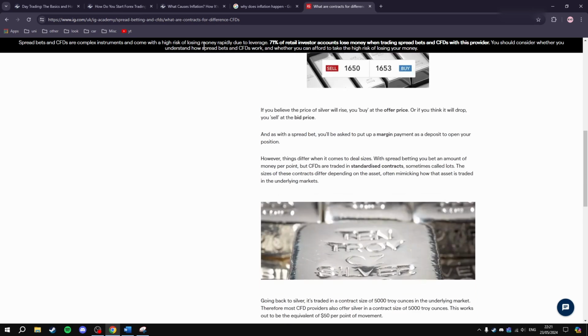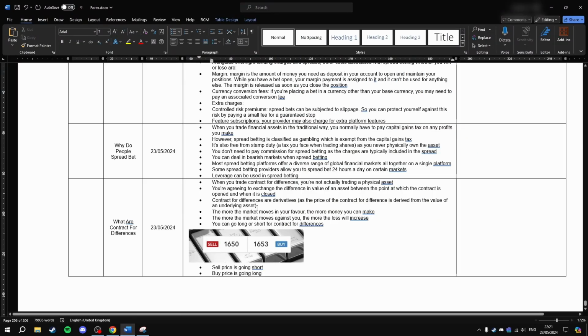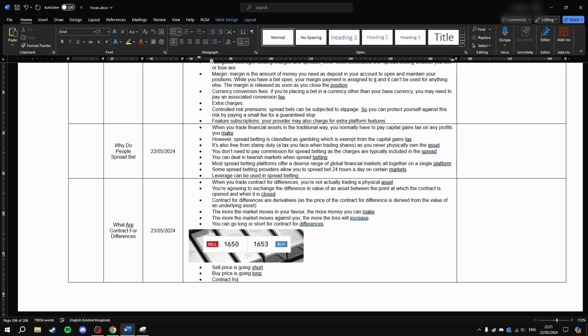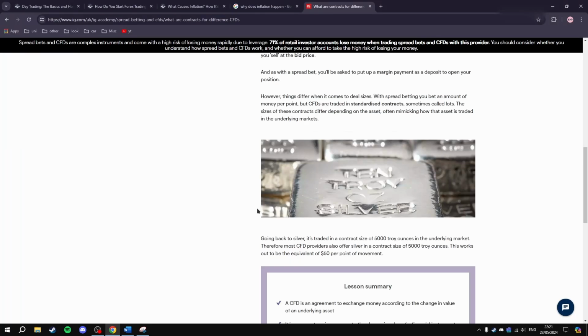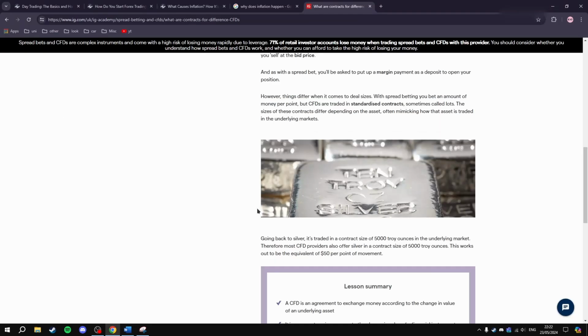As with spread bet, you'll be asked to put a margin as a deposit. However, things differ when it comes to deal sizes. Spread betting is an amount per point, but contracts for differences are traded in standardized contracts, sometimes called lots.